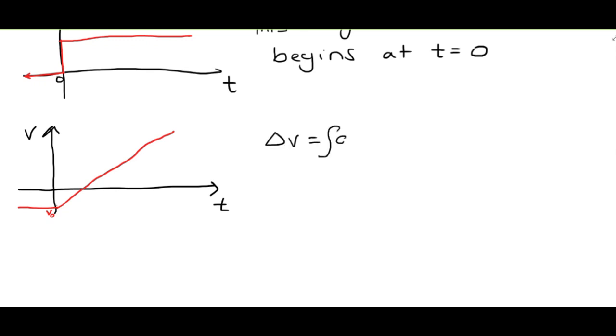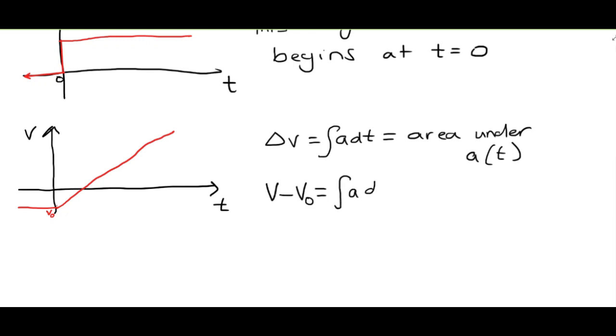We can find the change in velocity by integrating a dt, which is actually the area under the acceleration with respect to time graph. If we perform this integration, what we find is v minus v0 is equal to at, which is one of the very important formulas that we'll be using in this course.